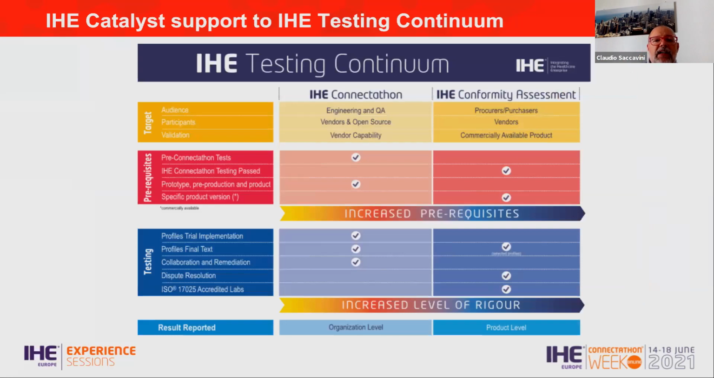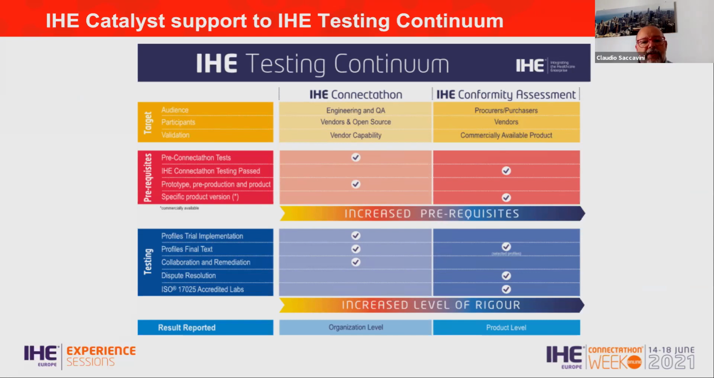This is another interesting table in which we compare, for example, the IHE Connectathon with the IHE conformity assessment. You see the difference between these two types of testing events is the increase of the prerequisites from Connectathon to conformity assessment and the decrease in the level of rigor, because with the conformity assessment we want to have a label, a certification of the particular product, not only a pre-product that is normally tested during the Connectathon.